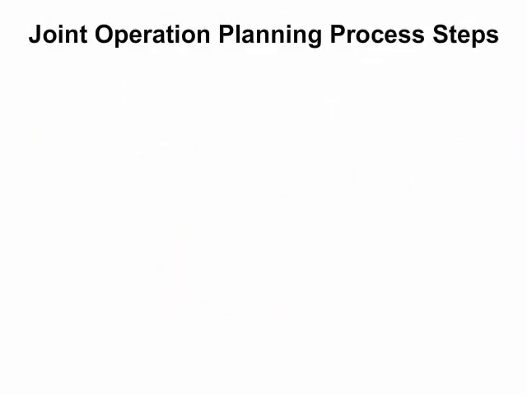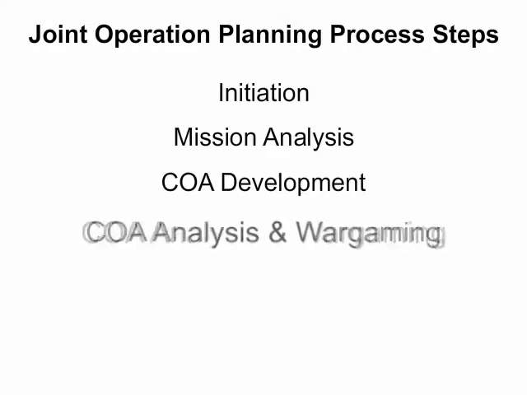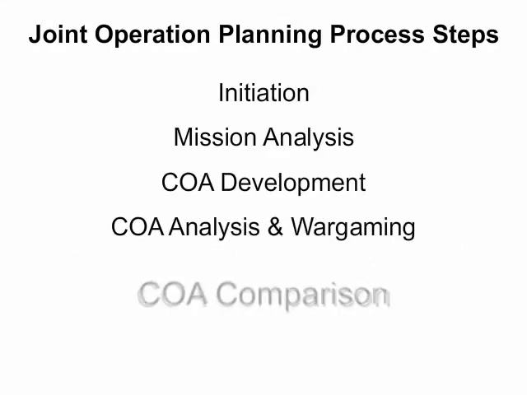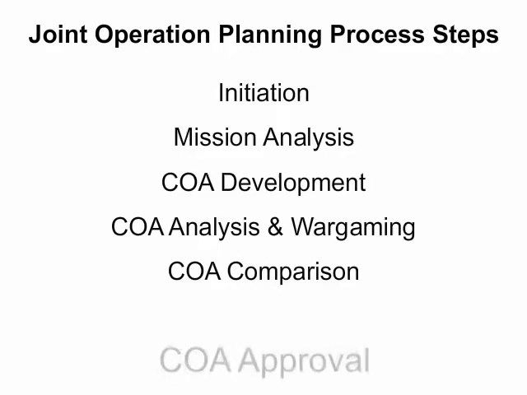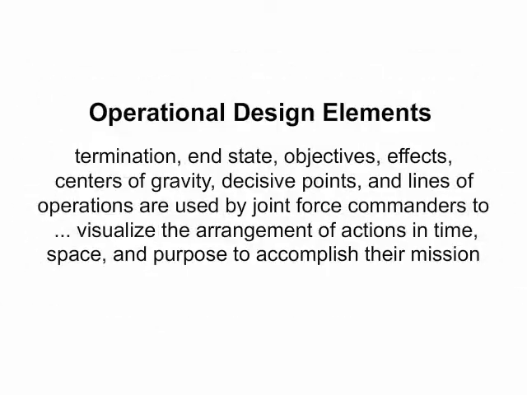The steps of the joint operation planning process are initiation, mission analysis, course of action development, course of action analysis and wargaming, course of action comparison, course of action approval, and plan or order development. Joint Force commanders and their staffs use a number of operational design elements such as termination, end state and objectives, effects, centers of gravity, decisive points, and lines of operations to help them visualize the arrangement of actions in time, space, and purpose to accomplish their mission.